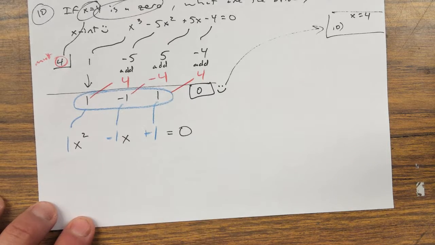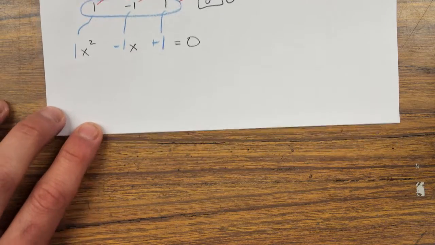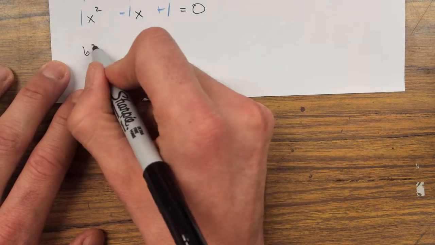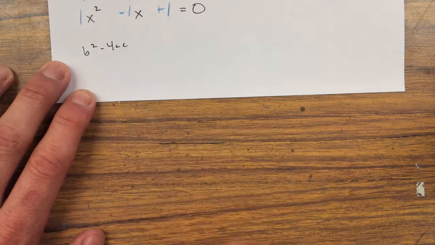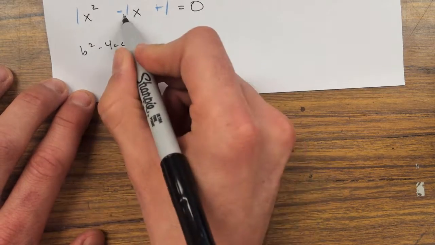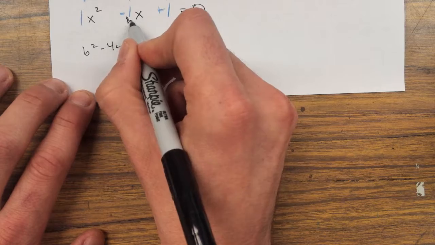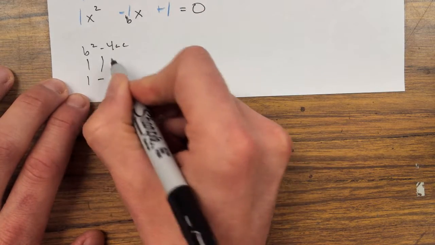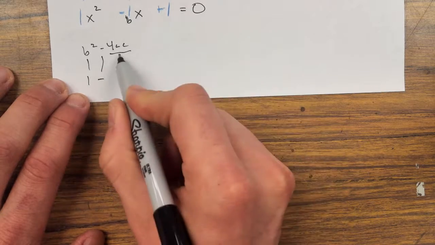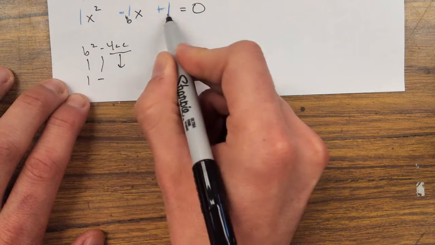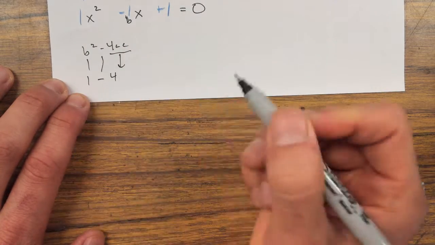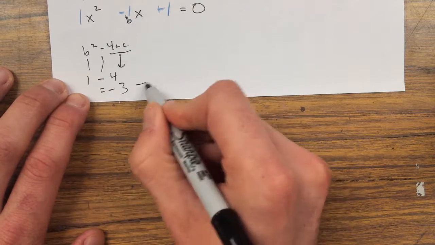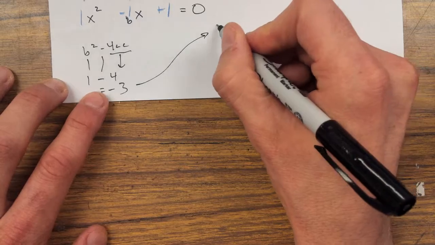And what we just created was a quadratic. Quadratic formula, b squared minus 4ac. b is negative 1. So negative 1 times negative 1 is 1 minus, and then 4 times a is 1 times c is 1 is 4. That's going to get negative 3. Send that to our quadratic formula.